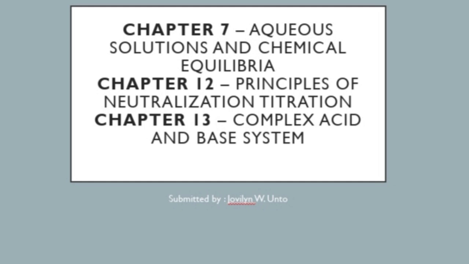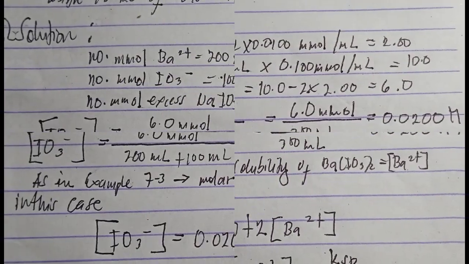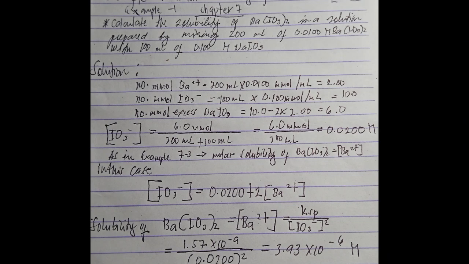So now I'm going to discuss and give an example about Chapter 7, Chapter 12, and Chapter 13. So let's find out. In example number 7, we have here the problem and also the solution. First, we're going to establish whether either reactant is present in excess of equilibrium.